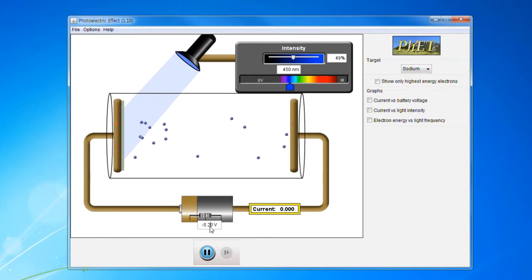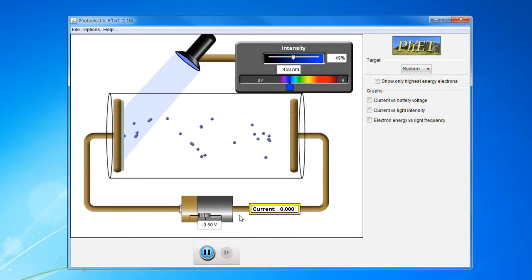So let's continue to change it down to minus 0.3. This guy is still arriving, so I will change it further down to minus 0.4. You can see that some still cross the gap, so I will move it to minus 0.5. You can see that finally none of the electrons are arriving near the plate, so finally the current has become 0. So the potential in this situation is called the stopping potential. So now the stopping potential is minus 0.5.